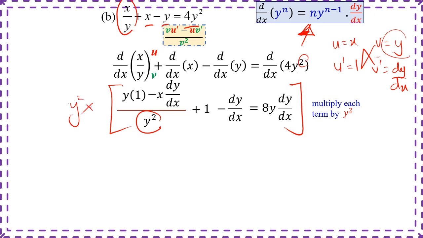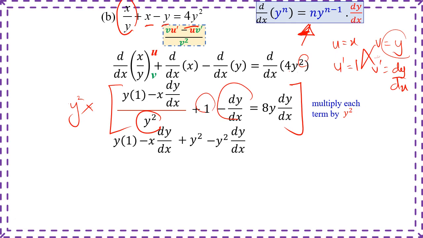So the first term will cancel out, y squared. What's left is y minus x dy dx for the first term. For the second term, 1 multiplied by y squared will be positive y squared. And here, minus dy dx multiplied by y squared is minus y squared dy dx. And the last term equal to 8y multiplied by y squared will be 8y cubed dy dx.